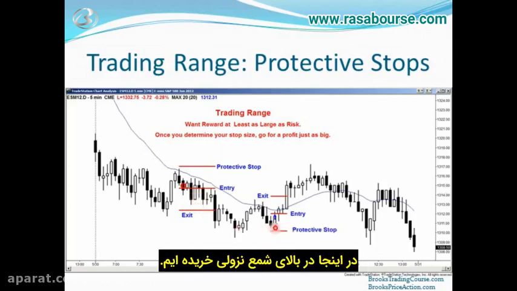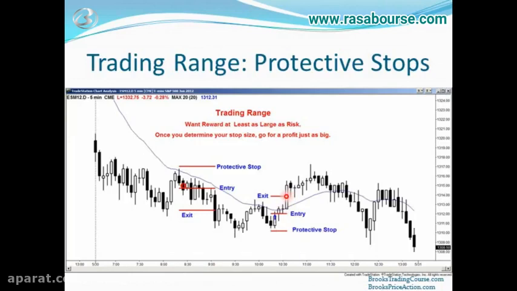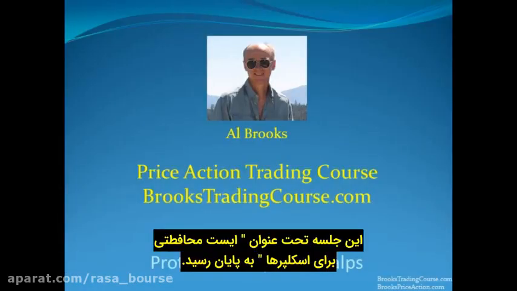Okay, over here, let's say you bought above the high of this bear bar, thinking it's a higher low major trend reversal. Your initial stop is below the low of the signal bar. Your initial target would be a measured move up right here. And that is the end of the module on protective stops for scalps.